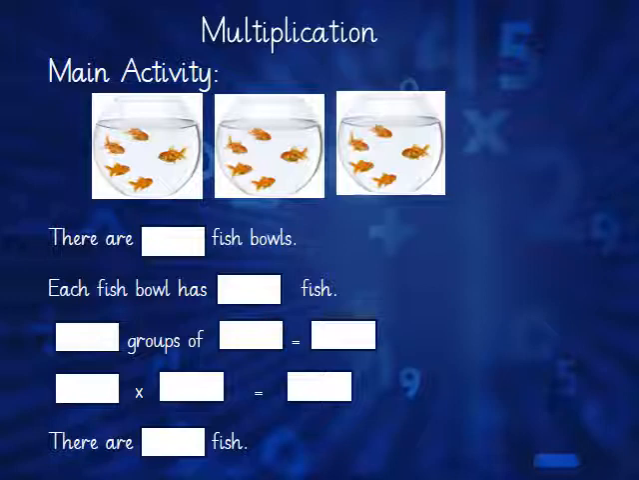Let's come up with the answers. There are 3 fish bowls. Each fish bowl has 5 fish. 3 groups of 5 is equal to 15. 3 multiplied by 5 is equal to 15. And our answering statement is there are 15 fish. You have done a good job. Hope all of your answers are correct.